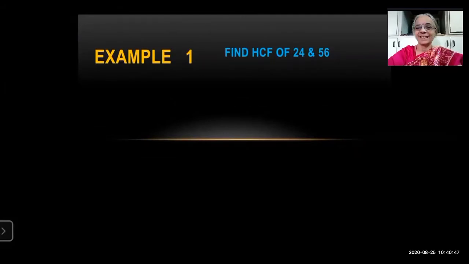Here we will think which are the numbers which divide 24 without remainder. And also we will think which are the numbers which divide 56 without remainder. Let's see how we do it. 24 can be divided by 1, 2, 3, 4, 6, 8, 12, and 24.